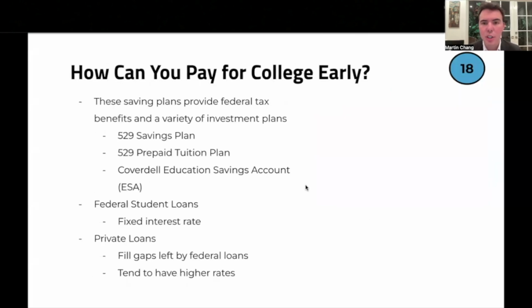So how can you pay for college early so you can minimize the amount of loans you have to take out? You can do savings plans that provide tax benefits, federal tax benefits specifically, and a variety of investment plans. You have the 529 savings plan and the 529 prepaid tuition plan, as well as a Coverdell education savings account. You can also get federal student loans, which are offered at a fixed interest rate. And if that's not enough to cover the cost of going to college, you can get private loans, which tend to have higher, more variable rates.